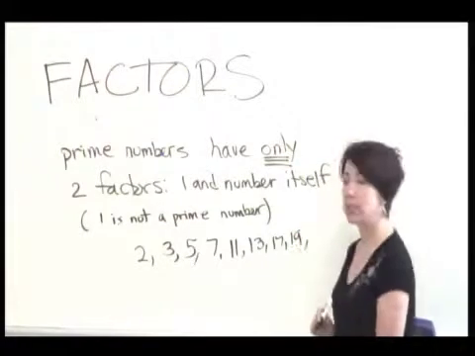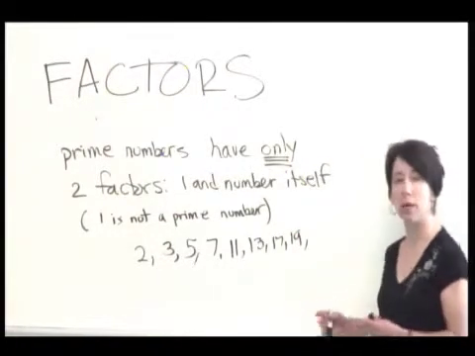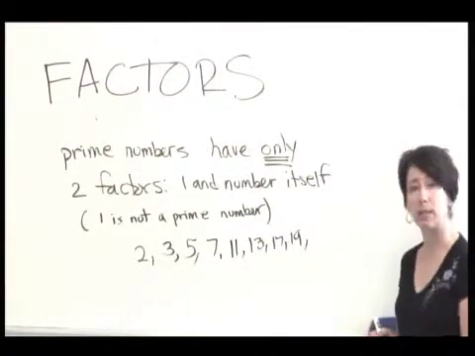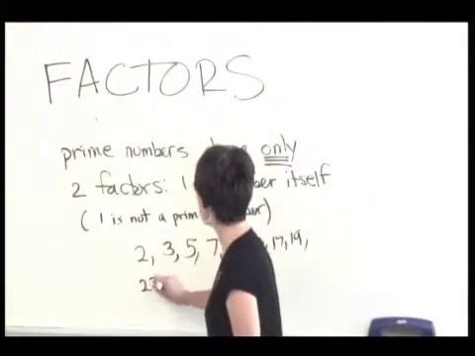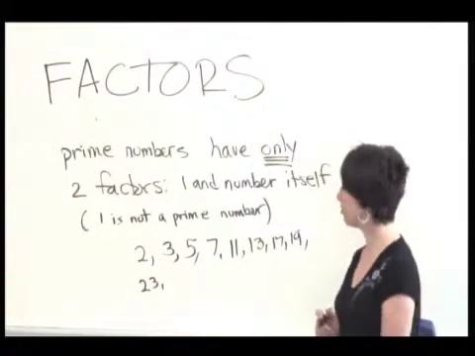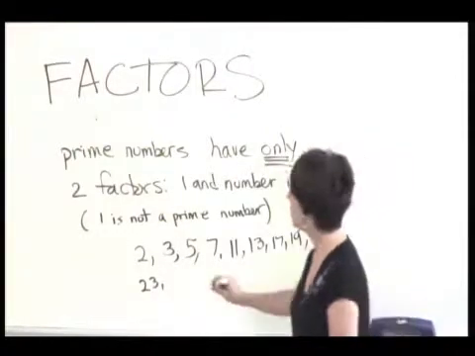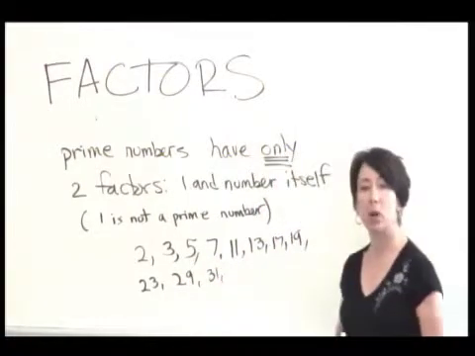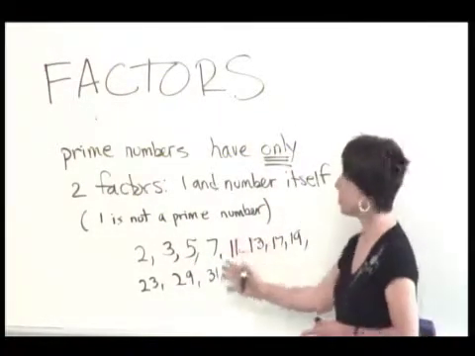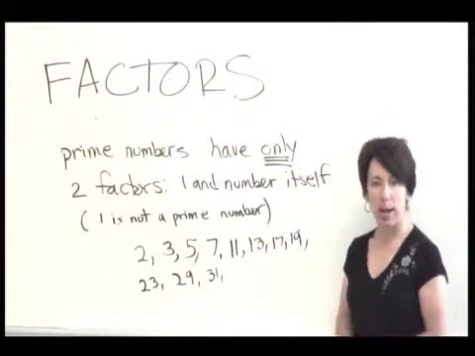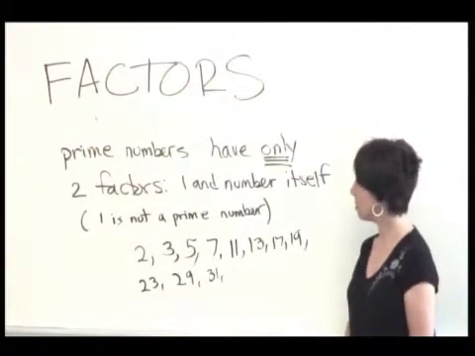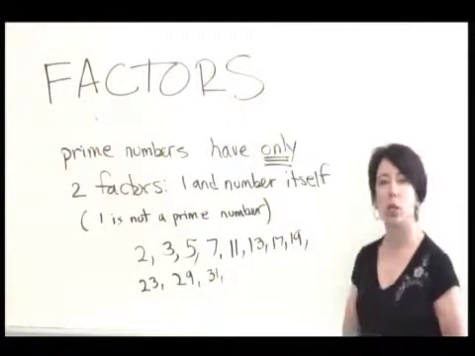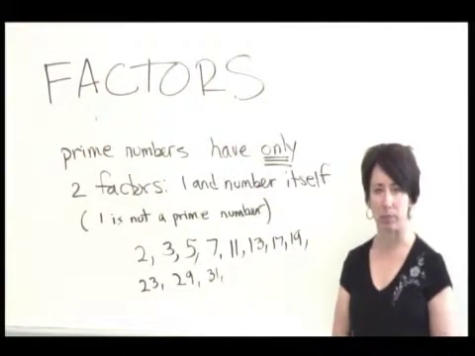17, 19. And then as we go on, our prime numbers become further and further apart. 21 is not a prime number because it has factors of 3 and 7, but 23 is. 25 is not a prime number. 27 is not a prime number, but 29 is. 31 is a prime number, but 33 is not. So here are just some of the beginning prime numbers, and it's important to understand the definition: exactly two factors. Now, let's look at prime factorization.